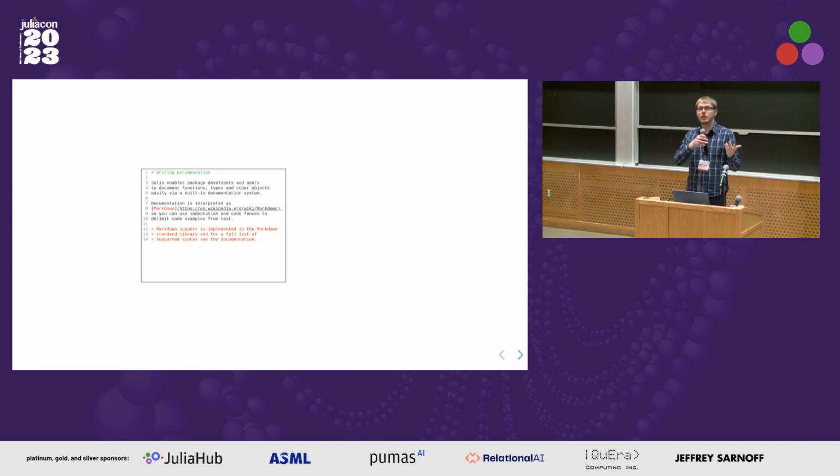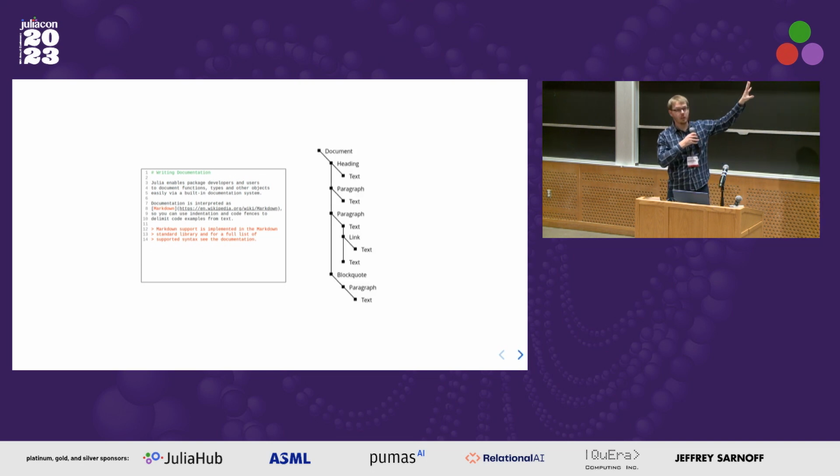So briefly, what is the actual representation, or how does MarkdownAST actually work? If you have a Markdown document, and if you're into computer science and parsers and you know what an abstract syntax tree is, then you probably already have a very good idea what MarkdownAST does. You can take a Markdown document and think of it as a tree.